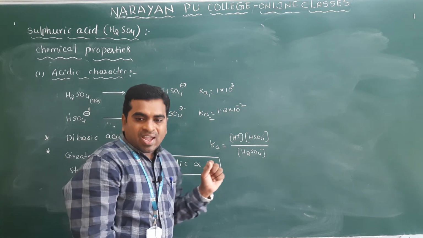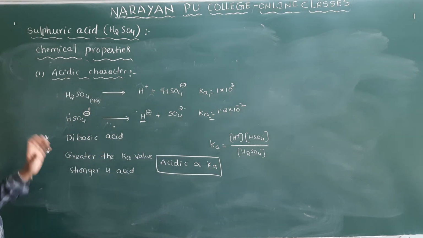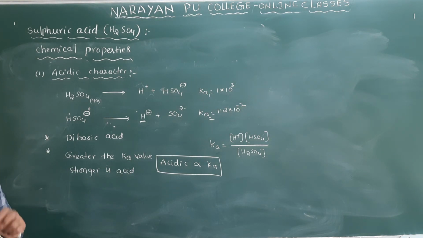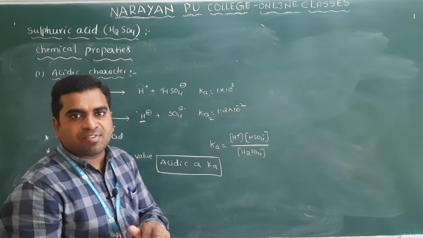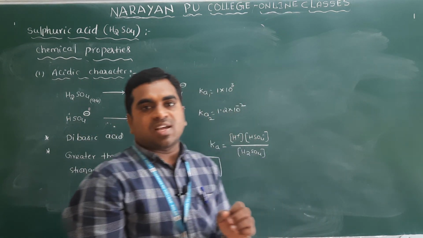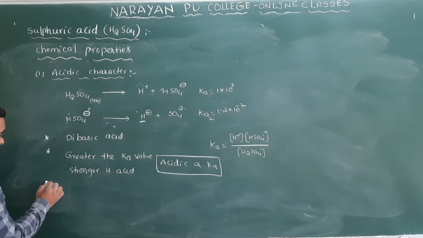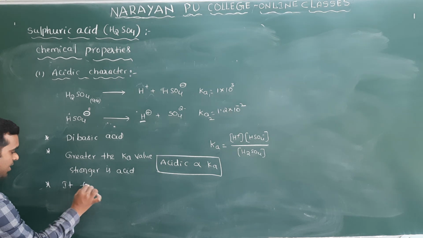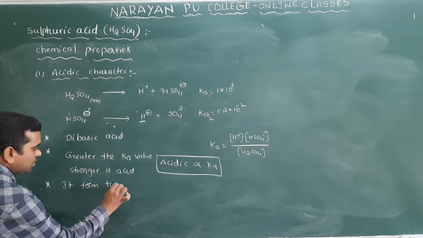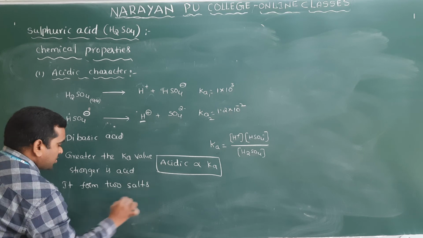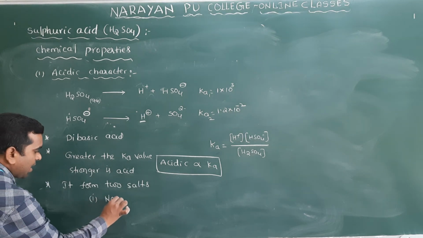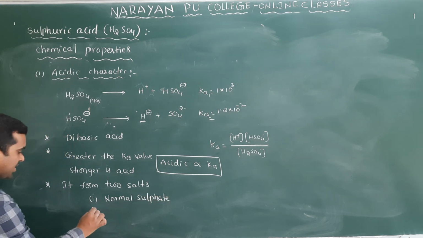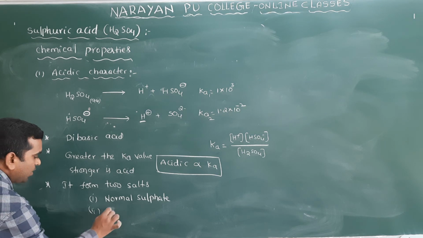Clear? So being an acid, it is a dibasic acid. So how many types of salts does it form? 2 types of salts. One is normal sulfate and another is hydrogen sulfate. Being a dibasic acid, it forms 2 salts. One is the normal sulfate salt. Clear? And the second one is hydrogen sulfate.